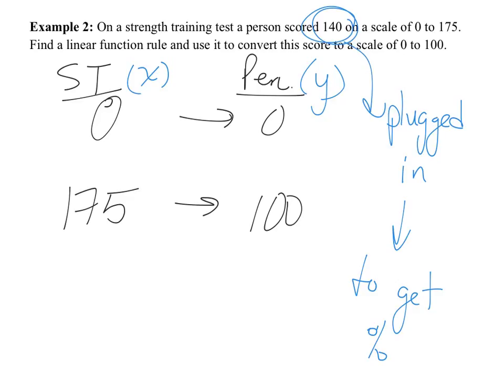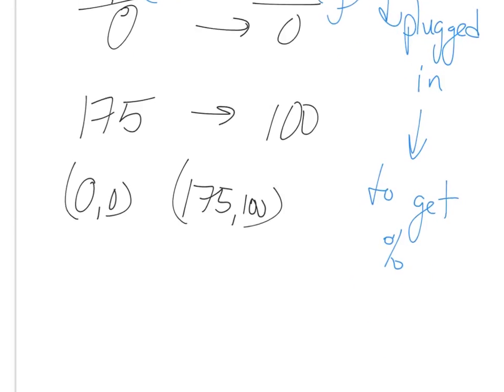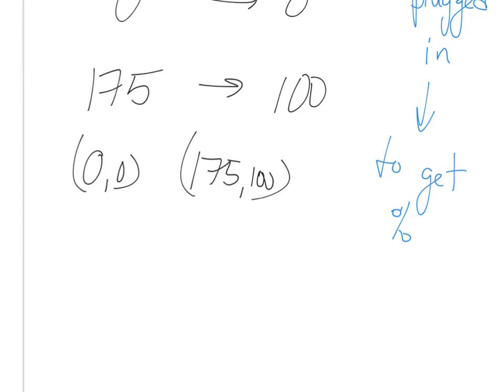That's your dependent. So as a result, we've got two coordinates. First coordinate is 0, 0. The second coordinate is 175, 100. Here's your two coordinates. So again, what are we going to do? We're going to figure out a rule for this. Let's make a rule. So the change in y over the change in x is what we're going to look for here, right? We're going to think about the fact that when we plug in 175, we get 100 as our answer. Well, 0, 0.